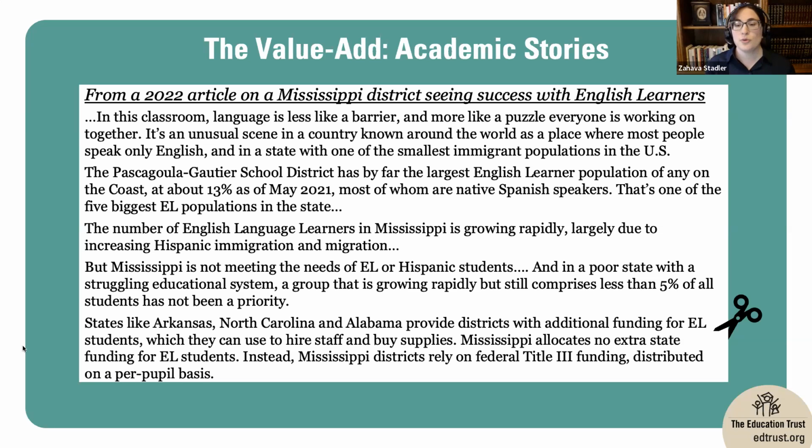And I've given you the bits of the article that are more about the state and national context because that's more useful for our purposes. So kudos to this reporter for calling out that there is no state funding for English learners in Mississippi. And this reporter presumably did her own state-by-state legwork to determine, as you can see in the last paragraph I've pulled here, that nearby states Arkansas, North Carolina, and Alabama do provide English learner funding.